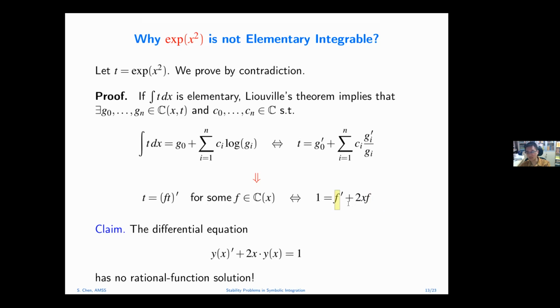If there is some denominator, then because the derivative will increase the multiplicity, and f will keep the multiplicity, they cannot cancel out to 1, and then f must be a polynomial. But if it's a polynomial, you also cannot get the solution. So this is like an exercise: you can show that this has no rational solution. Then you prove that this is not elementary integrable. But you need the Liouville theorem to reduce the problem to solving for the rational solution of this equation.